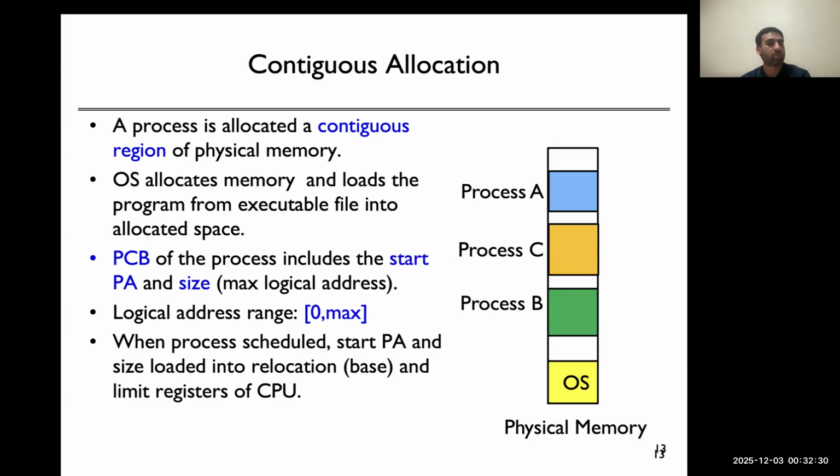So the OS allocates memory and loads the program from the executable file into the allocated space. The process control block of these processes then includes the start physical address and the size, which basically means the base address and the limit. When a process is scheduled for execution, the start physical address is loaded into the relocation or base register, and the limit value is loaded into the limit register of the CPU.